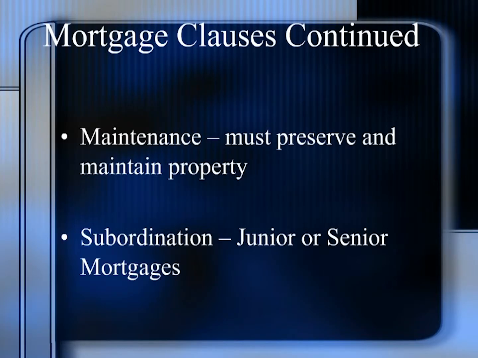Another mortgage clause would be a maintenance clause, which says that you must preserve and maintain the property. Okay, so you can't just let it fall apart. And also subordination, that any mortgages or loans that come in after yours would be junior to your senior mortgage.